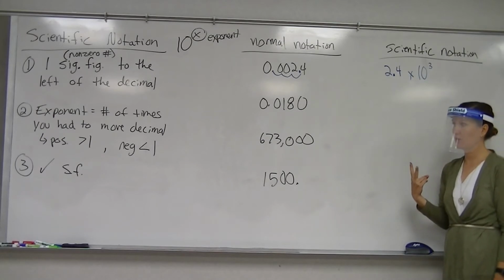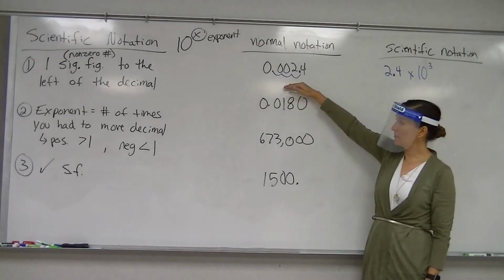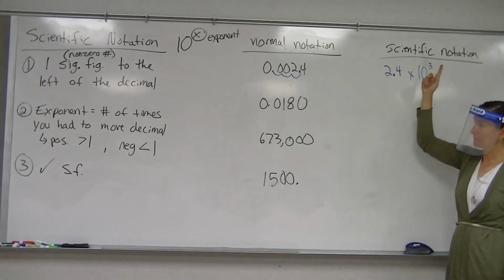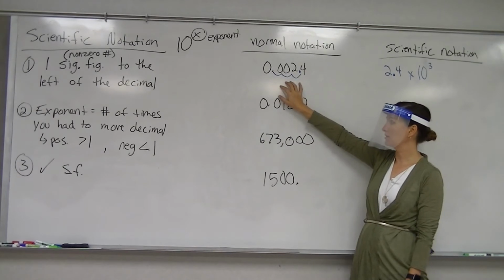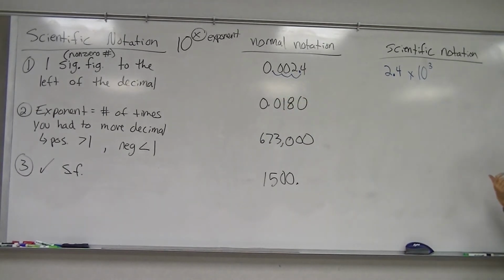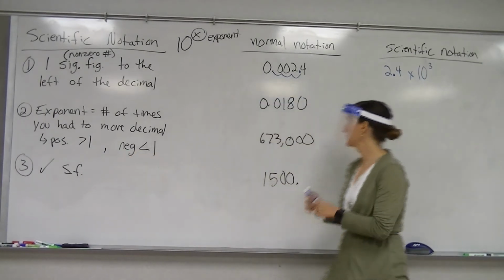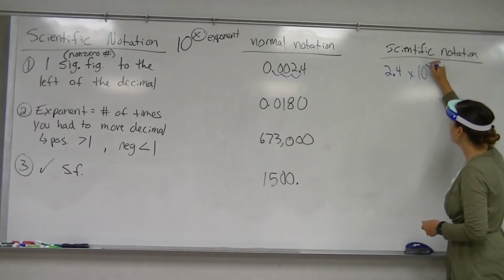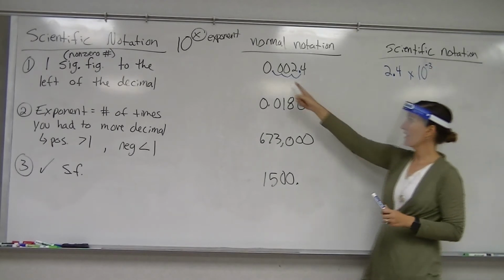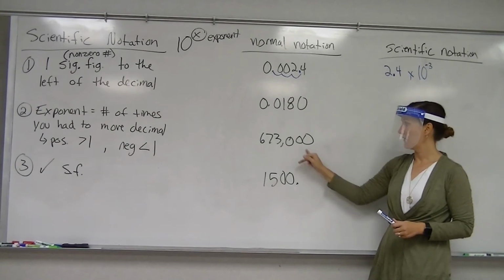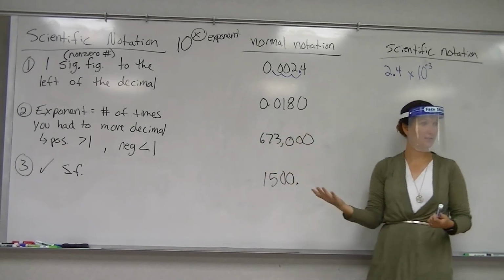So there's two ways to figure it out. One is, if the original number was greater than 1, it's going to be a positive exponent. If your original number was less than 1, it'll be a negative exponent. So in this case, the number was 0.0024, so that was less than 1, right? And we just said less than 1, it's going to be a negative exponent. The other way people like to remember it, if I move my decimal point to the right, negative exponent. If I move my decimal point to the left, positive.